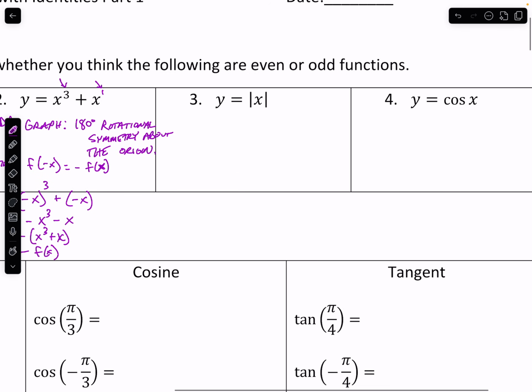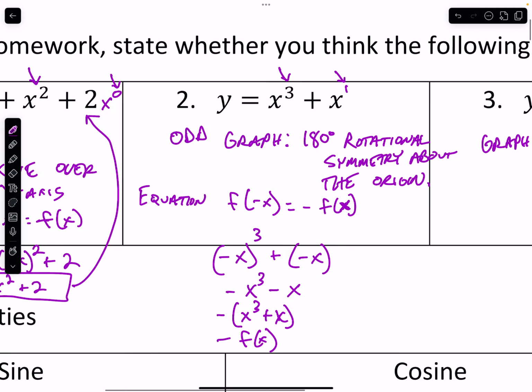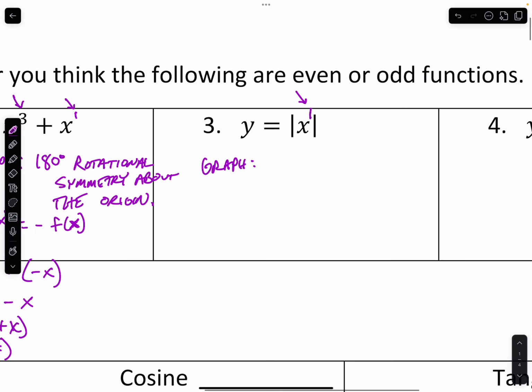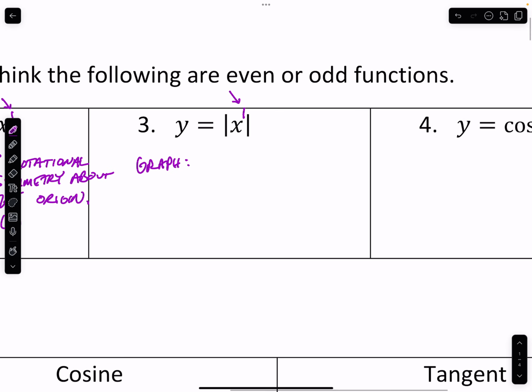Absolute value of x. This one is interesting because you can't go by the powers, right? Because that's a power of 1, but it's actually an even function. So we just have to go by the graph in this case. Okay, so the graph, and by the way, picking out the odds and the evens, that just works for polynomials. That's not the definition or anything, it just helps you pick it out.